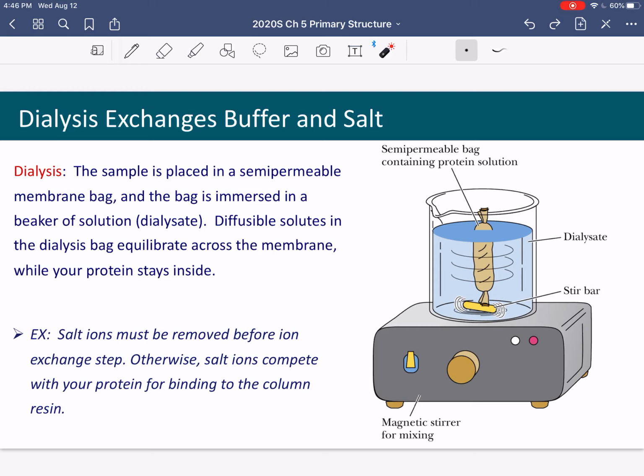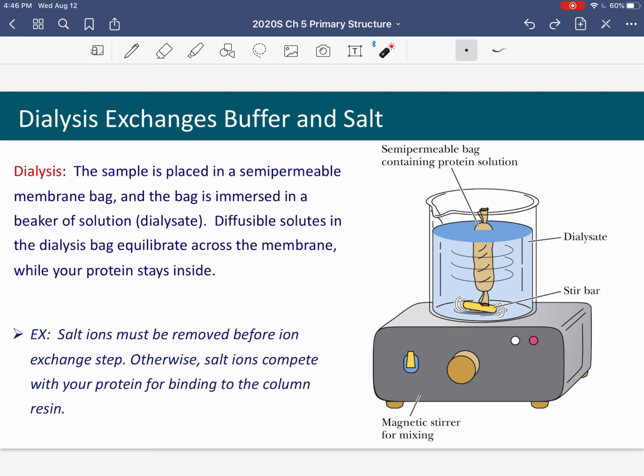In this video, we are going to begin with dialysis. And dialysis is used, remember, dialysis is the movement of solute from high concentration to low concentration. Dialysis is used whenever we are talking about salt.